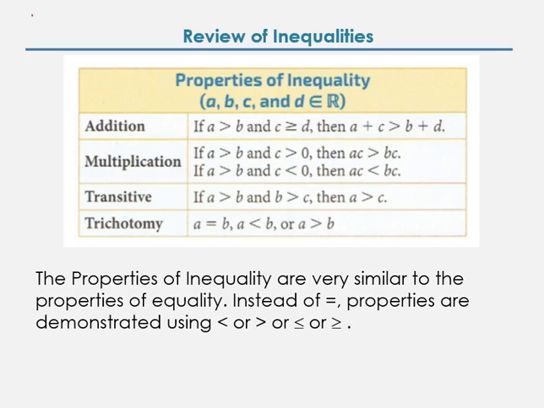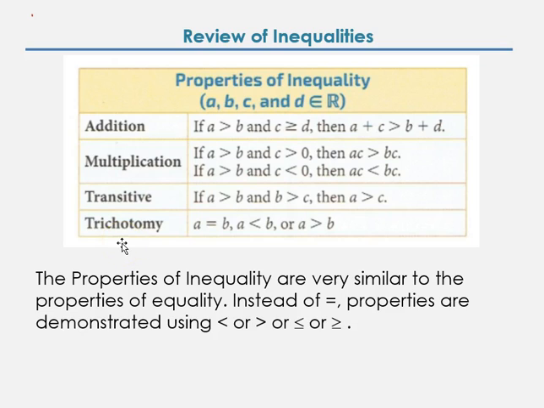Instead of equal signs, your properties are demonstrated using less than, greater than, less than or equal to, or greater than or equal to. So with addition, you would say A plus C is greater than or less than B plus D. In equality, it would have had an equal sign here. The only property that's new in this table is trichotomy.